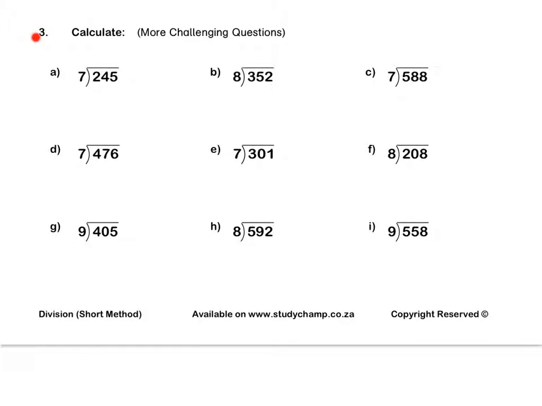Question 3. These are a little bit more challenging. Let's look at C. 7 can't fit into 5. 7 fits into 58 8 times, because 7 times 8 is 56. Therefore, our remainder is 2. And 7 fits into 28 4 times. Press pause to complete question 3. When you are done, use the memo to mark all your answers.